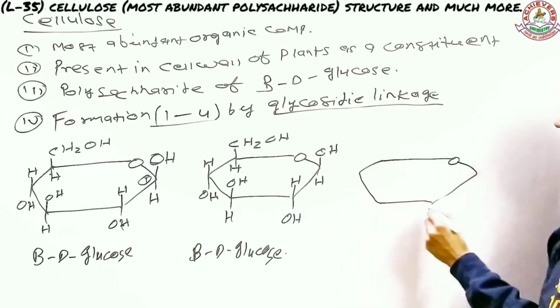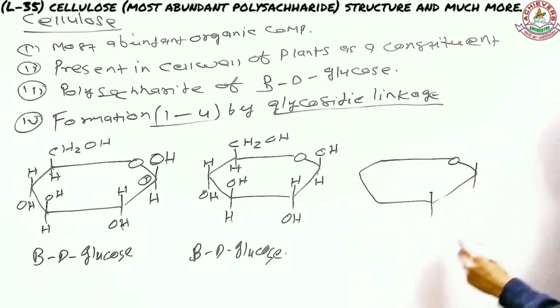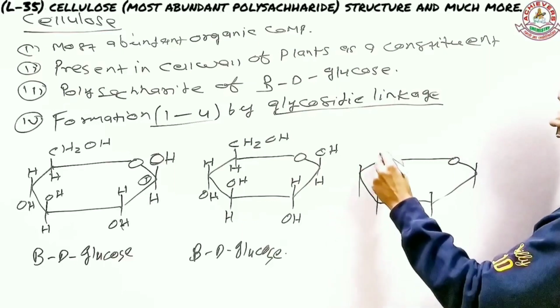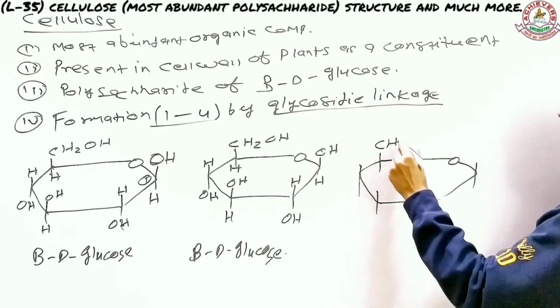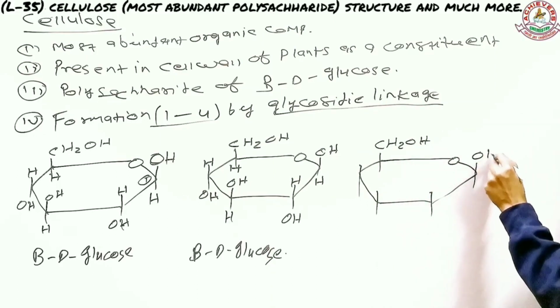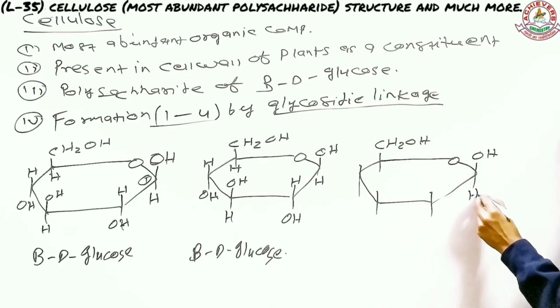Third molecule of beta D glucose. So you have to copy everything just like the second and the first one. So this is what it looks like: CH2OH. There you have OH up here. Similarly, this is H.